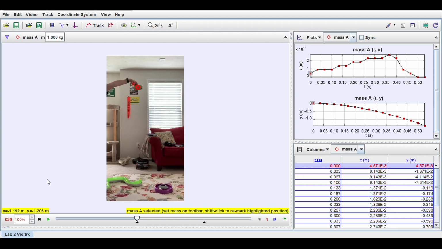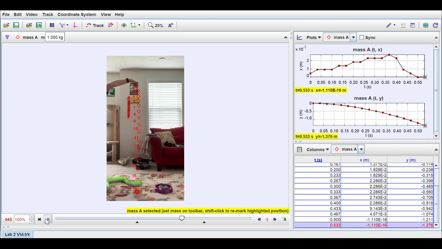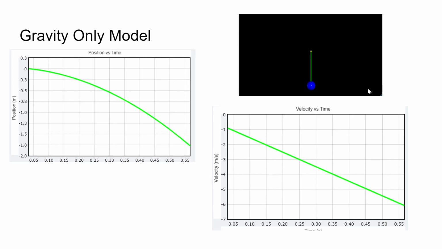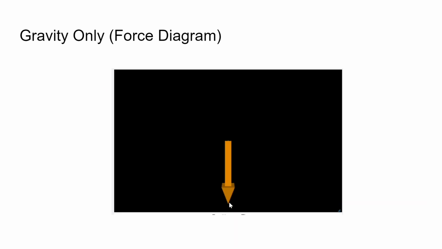Here's the real-world experiment being performed. Note the moving center of mass used to calculate the can's position in each frame. Here's the model utilizing only the force of gravity. Here are the graphs. Note the steep slope of the position versus time graph that matches with the large velocity. Here's the sole force, gravity, acting on the model, represented by a single arrow pointing downwards from the origin of the object.